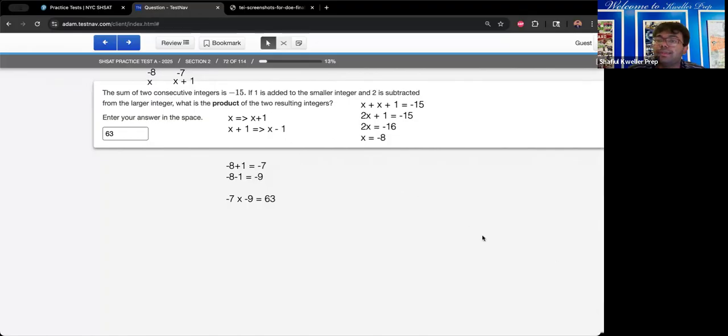Someone said, how much time should you spend on each question? It depends. For math, I usually spend less than a minute on each question just so I can save enough time. Reading takes a bit longer because you're reading the passage.